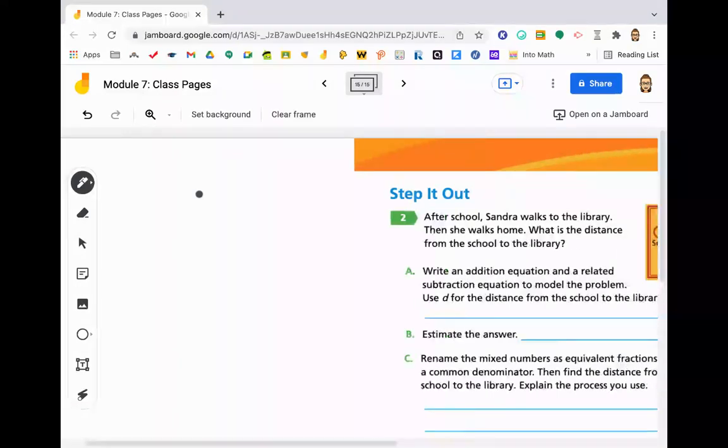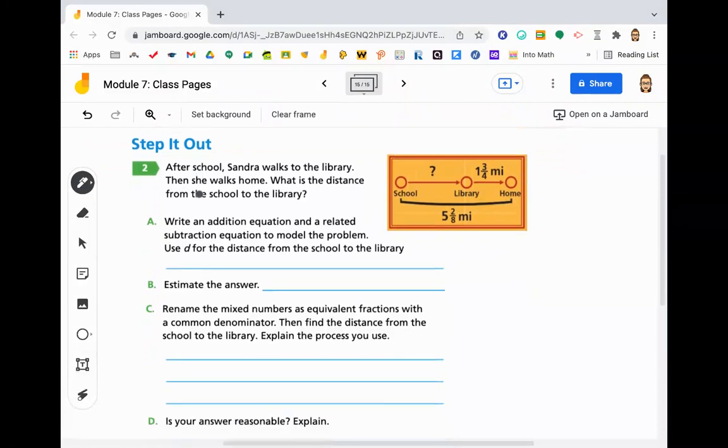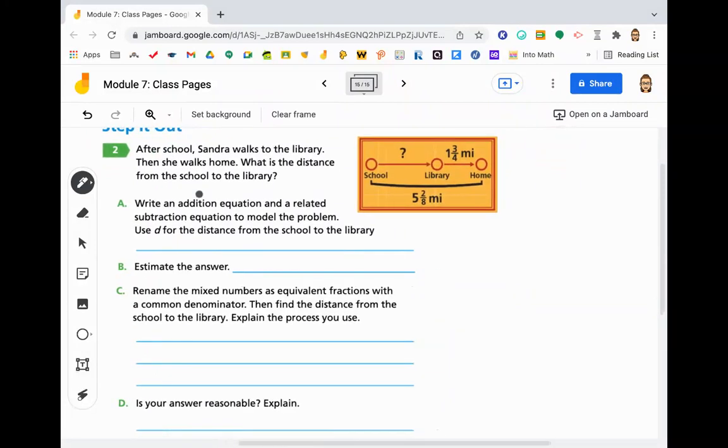So it says, after school, Sandra walks to the library, then she walks home. What is the distance from the school to the library? So let's write an addition equation and a related subtraction equation to model the problem. Use D for the distance from the school to the library. Well, if you look here, we're going to use D here. So it would be D plus 1 3/4 equals 5 2/8.